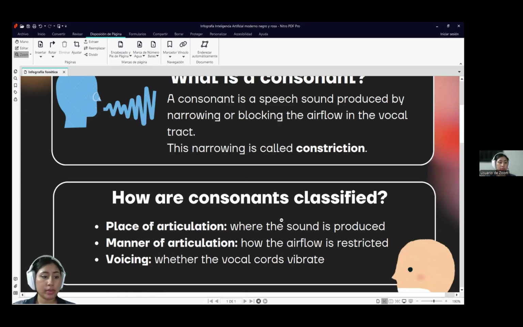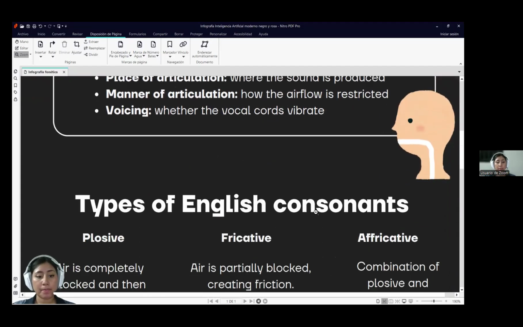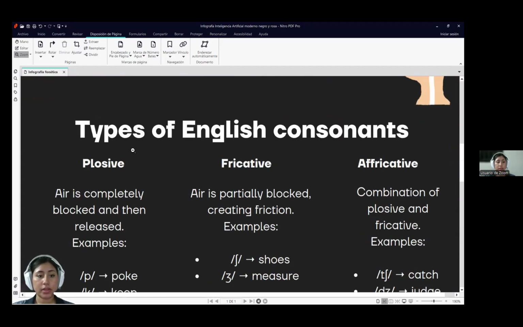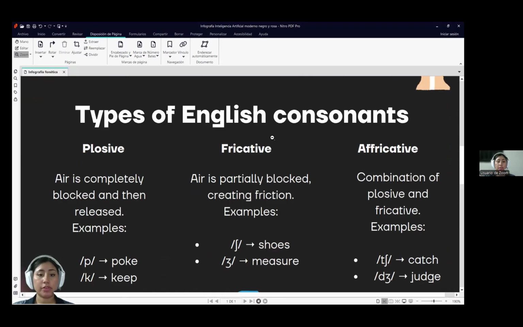For example, if you put your hand on your throat, you can feel vibration when you're speaking. That means that the sound is voiced. Let's move on to the types of English consonants.